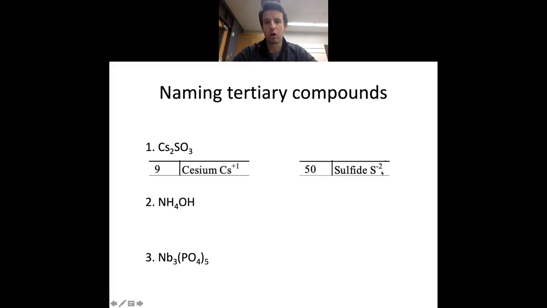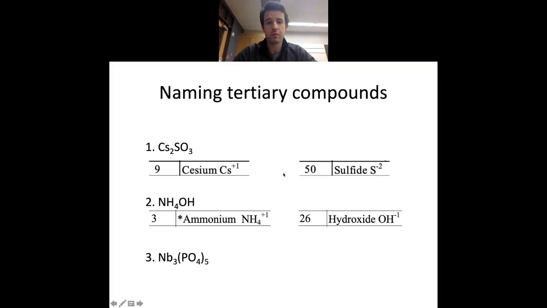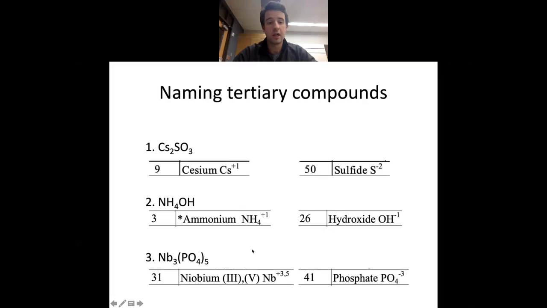Oops, this is the wrong one. I picked sulfide instead of SO3. Oh well. It does have the same charge though, so that's kind of nice. What we're going to do now is see, okay, I'm going to need 2 cesiums and 1 sulfite, SO3 2 minus. Here is the compound ammonium and hydroxide, and here is niobium and phosphate. So I've listed all the ions you're going to need.